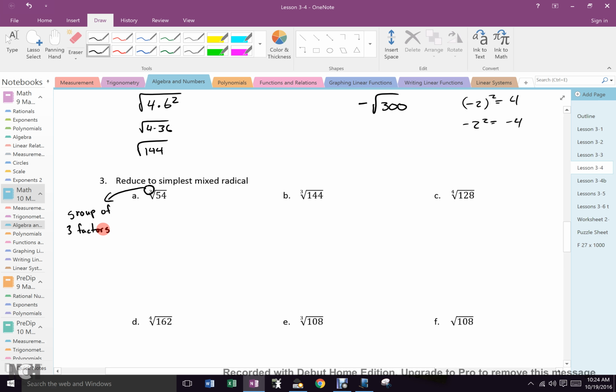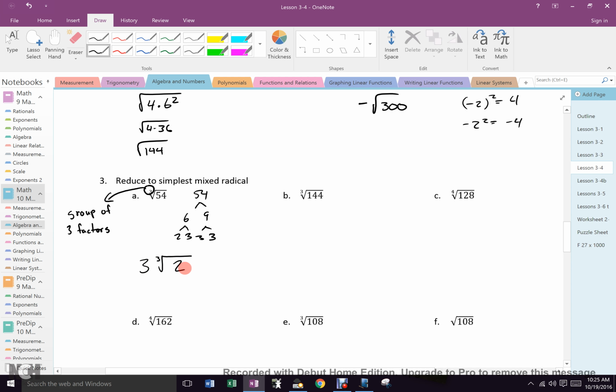Now, if you don't have your cubes memorized, can you still do the factor tree? Why? Because factor tree always works, right? So this one, I'm going to factor tree it first. What would you guys break 54 into? 6 and 9, 2 and 3, 3 and 3. Do you see a group of 3? Where is it? The 3s. So how many 3s come out? 1. So it's 3, cube root, and what did I leave under there?